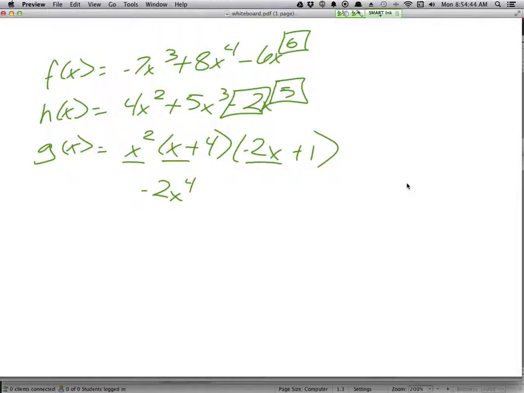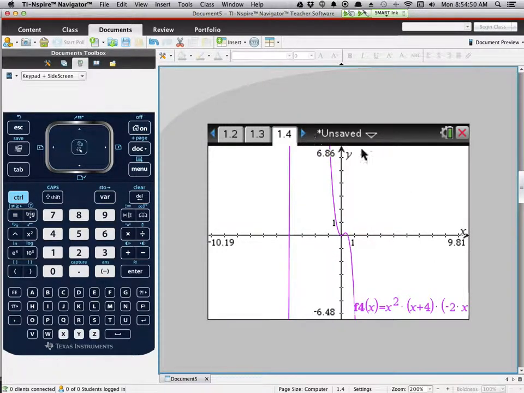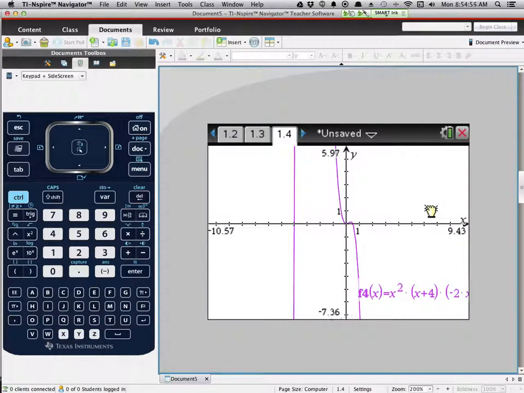In which direction is that? It's gonna be going down. Should be going the same direction, going down. So let's look at the graph of it. There's the graph of it. Notice both of them are going in the same direction and they're going down.